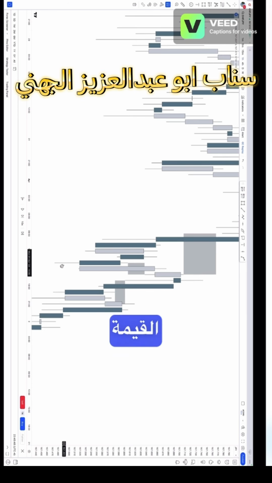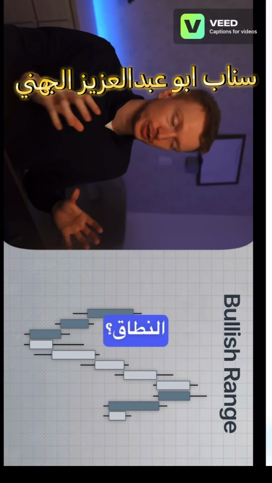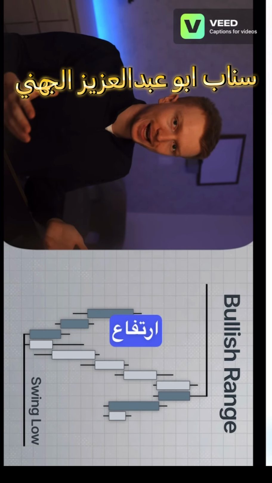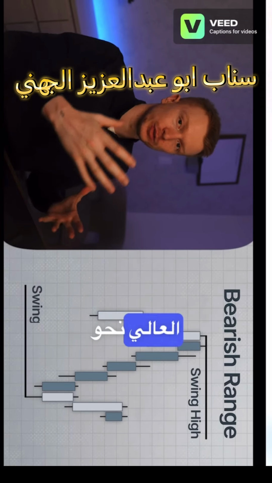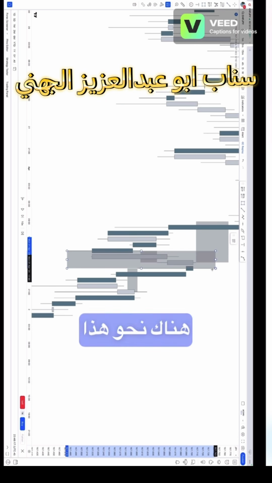The fair value gap in is ideally in the most recent range. So what is the range? If we're talking about a bullish range, we are talking about swing low towards a swing high. If we're talking about a bearish range, we are talking about swing high towards a swing low. So this right here is the most recent range, from this low right there towards that high.